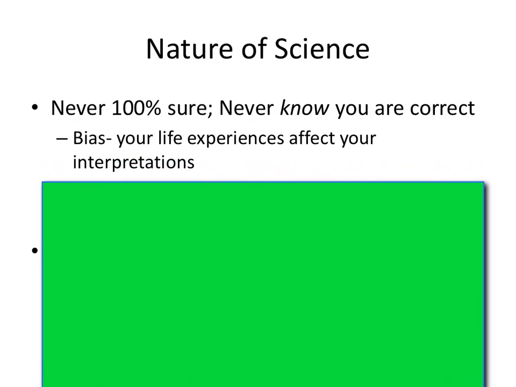Well, in science, everything we do is affected by bias, right? Bias is how our life experiences affect our interpretations, right? So maybe being somebody from Dallas, you might see what you do on the weekend as being something totally different from what somebody from New York City would see as being something you do on the weekend. That's your life experiences affecting how you interpret what a weekend should be like.